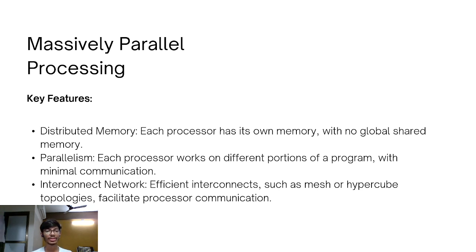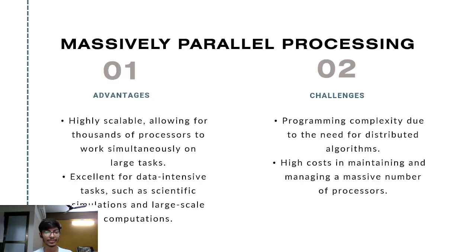And third is the interconnection network. Efficient interconnections such as a mesh or a hypercube topology help the processors to communicate. The advantages of MPP: highly scalable, allowing thousands of processors to work simultaneously on a large-scale program. Excellent for data-intensive tasks such as scientific simulation or large-scale computation.